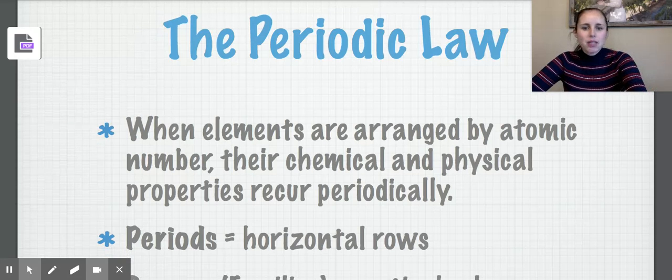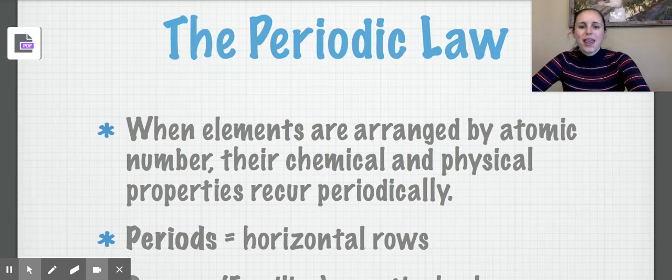This is when elements are arranged by atomic number: their chemical and physical properties recur periodically. So I've already mentioned this. Elements that are in the same column have similar properties. The fact that that pattern is recurring every about eighth element, that's what we call periodic law or periodicity.